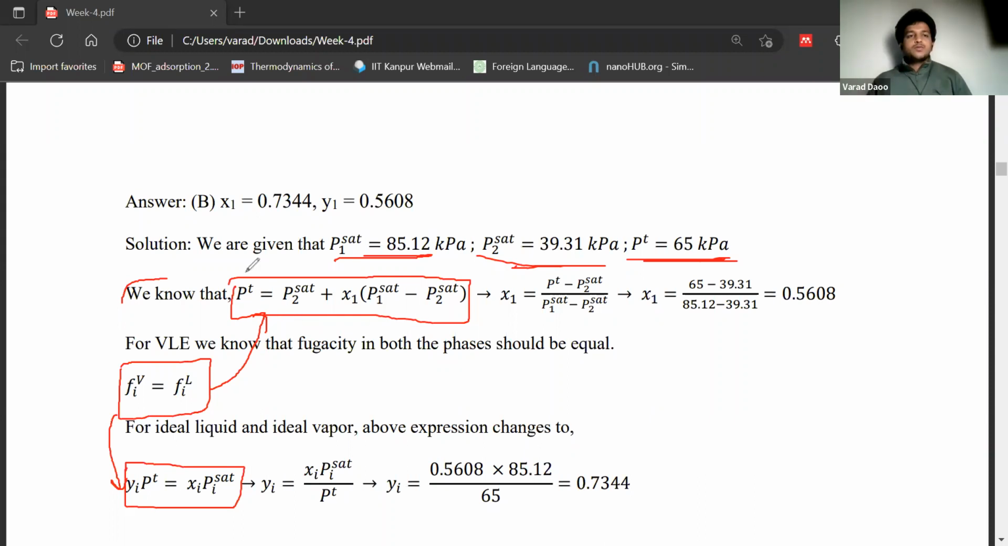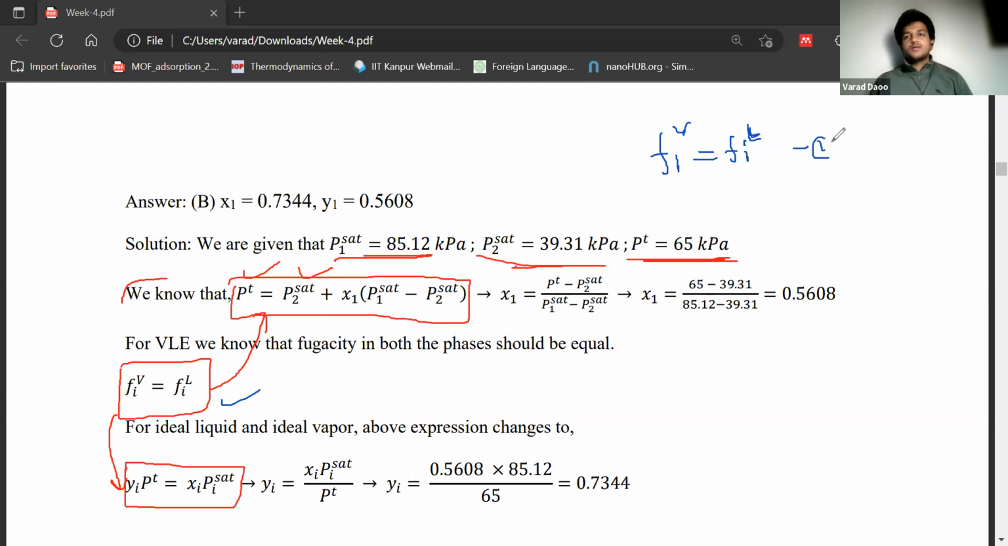So Pt is equal to P2 sat plus x1 into P1 sat minus P2 sat. Let me do it for those of you who do not have the understanding. So this is very clear. For two phases to be in equilibrium, the fugacity of vapor has to equal the fugacity of liquid, right?